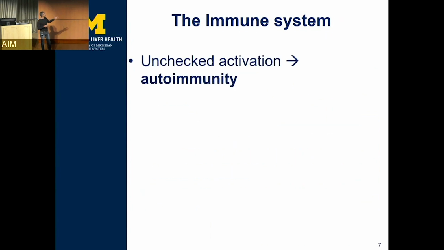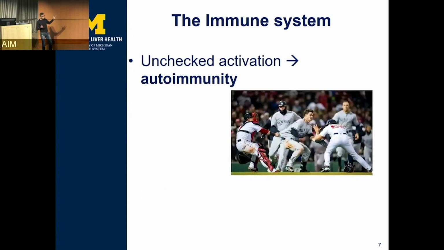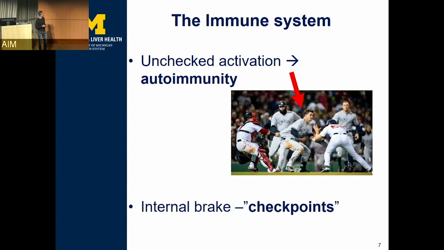So unchecked activation of the immune system will lead to autoimmunity. Think of the Yankees and the Red Sox. These guys are about to get into a fight. There you go. That guy's angry. He's about to start a fight. Now, your body has developed internal brakes for this, and those are the checkpoints. So when people say checkpoint inhibitor, what you're doing is blocking the brake. So in this case, it's the catcher.